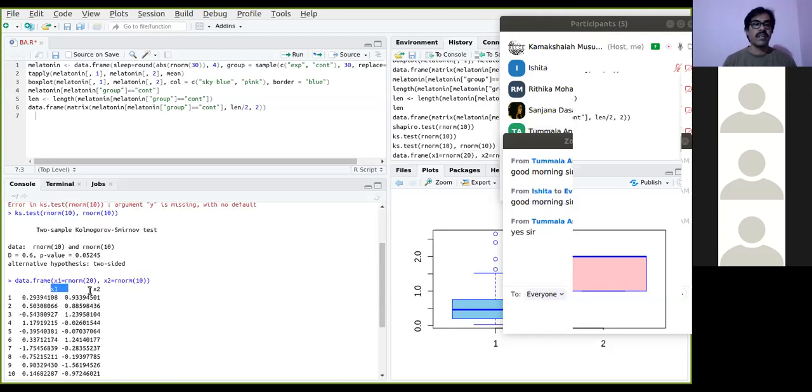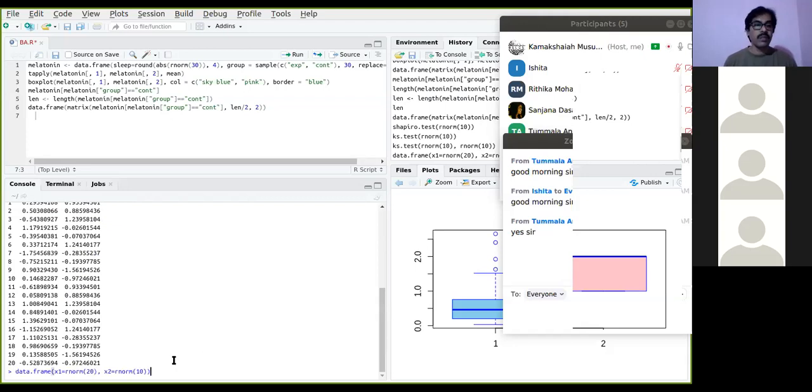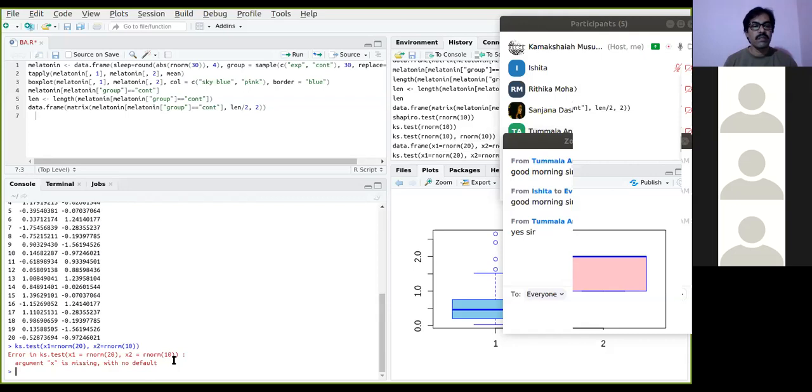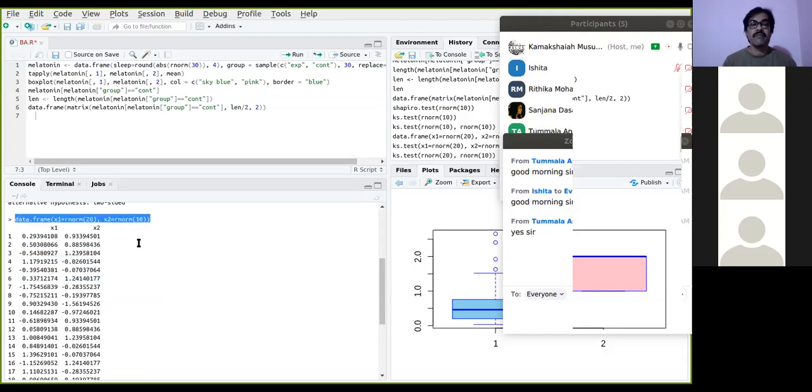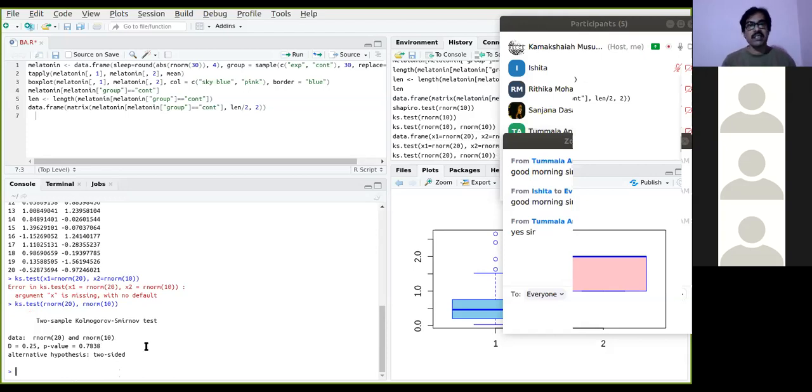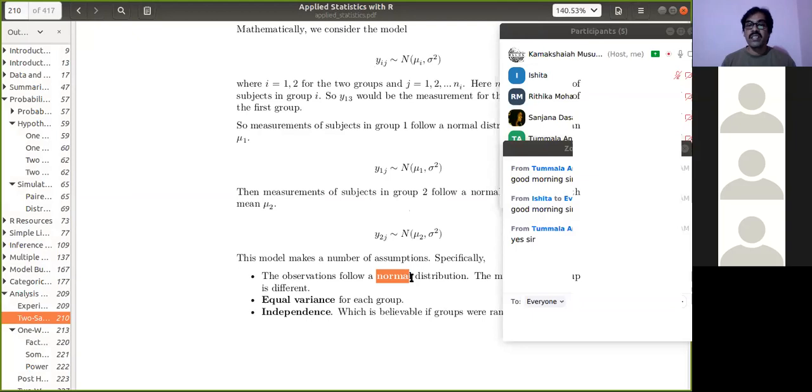You see here you have x1 and x2. If this is the data set, then you can use it to test bivariate normality with the KS test. Since we have taken both of them from the normal distribution, obviously it should be normal. So the p-value supports the null hypothesis that both x1 and x2 are bivariate normal. There are many things you can do in R, but unfortunately I don't have the time to discuss them all. First you have to prove that your data is normal, then only you can go for the univariate or bivariate t-test, one sample t-test or two sample t-test.